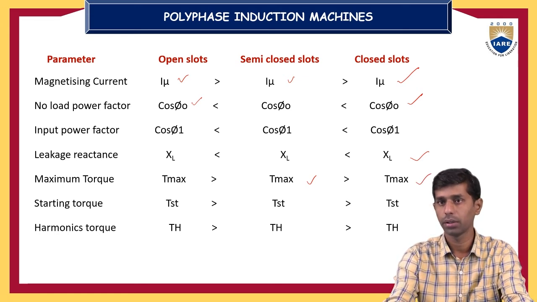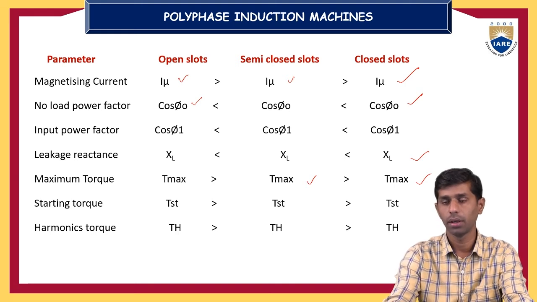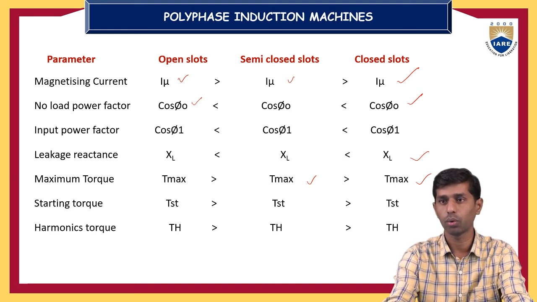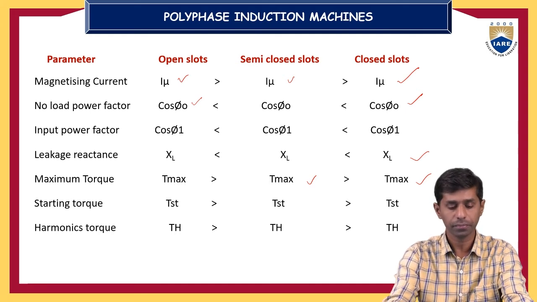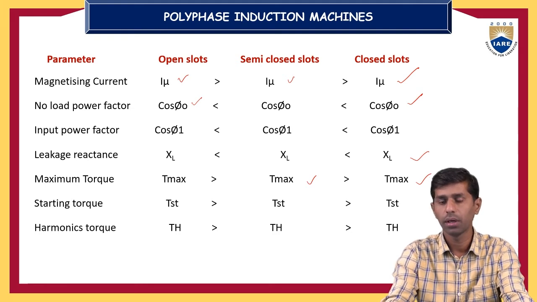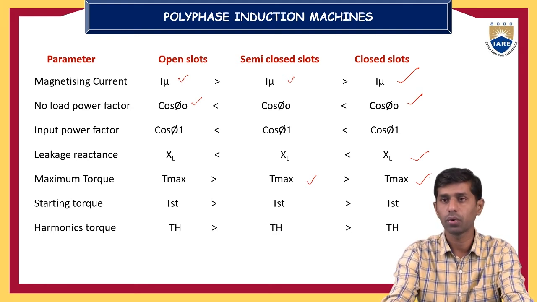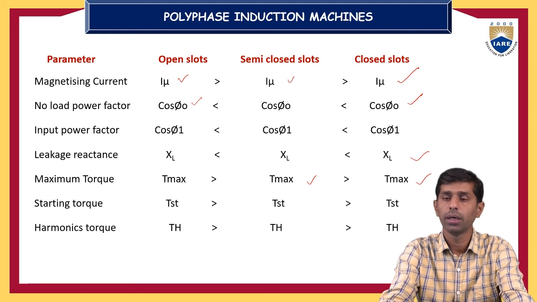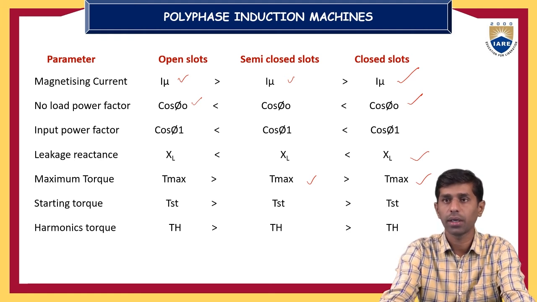Starting torque of open type slots is greater than the starting torque of the remaining two types. TST is greater than the semi-closed type and also greater than the closed type slots. Harmonic torques produced in the induction machine in open type slots are greater than the remaining two types.